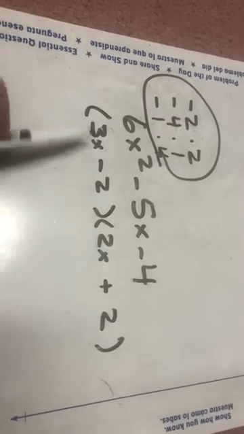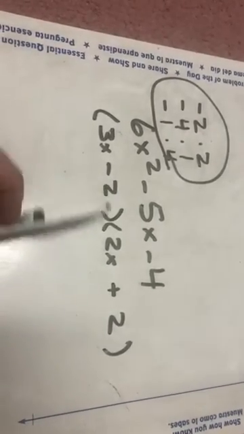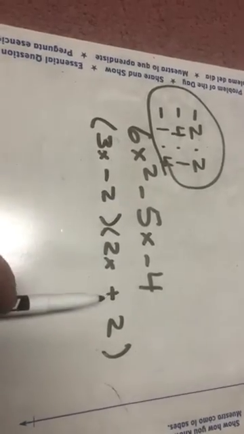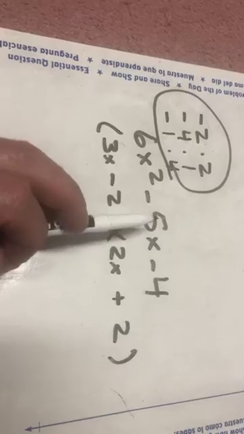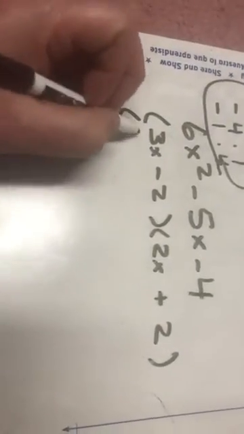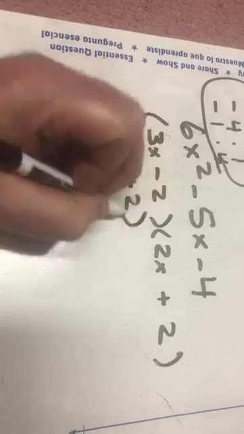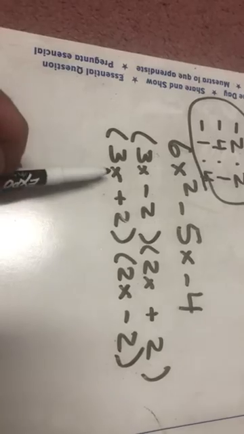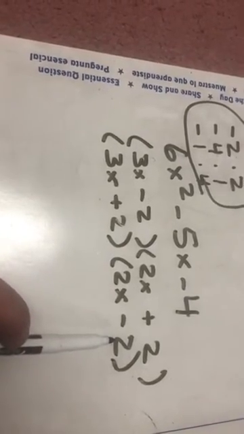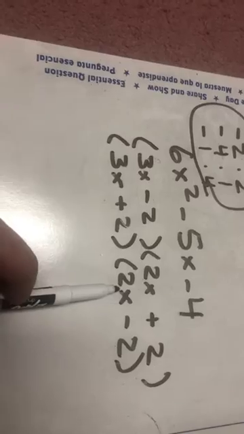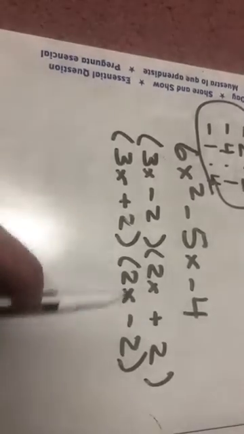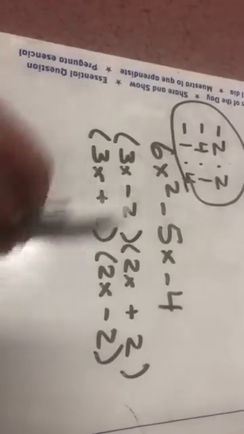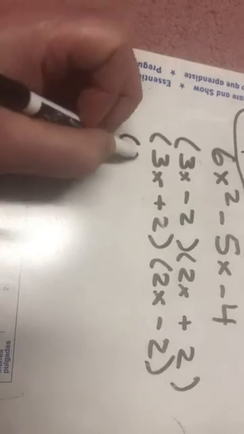Well, let's see. 3x times 2 is 6x. Negative 2 times 2 is negative 4x. When I combine 6 and negative 4, that gives me positive 2. I need a negative 5. So we switch the numbers. 3x plus 2, 2x minus 2. Let's see what happens. 3x and negative 2 is negative 6x. 2 and 2x is positive 4. Negative 6 and positive 4 give me a negative 2. I need a negative 5. Let's try negative 4 and 1.